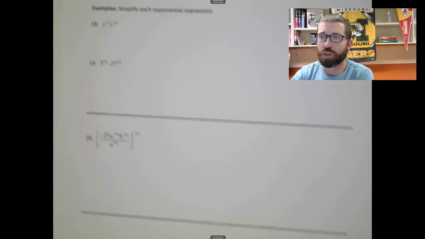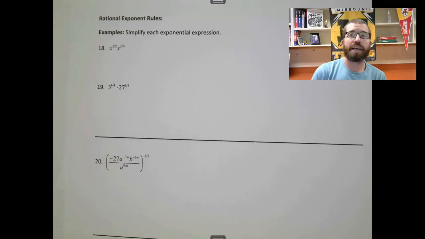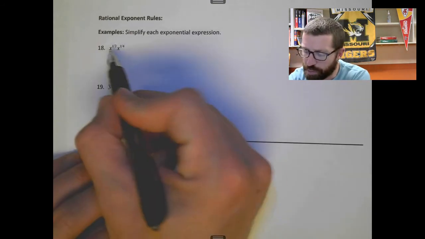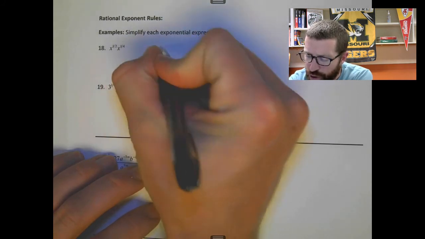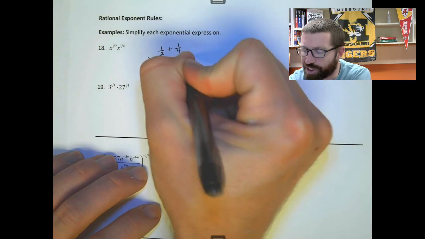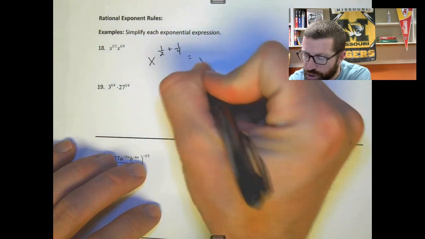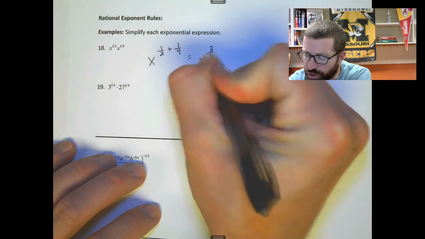Let's look at a few more for simplifying. Your same exponent rules apply. And so like these have the same base, so you can just add 1/2 plus 1/4. You can find a common denominator, use a calculator, or it's 0.5 plus 0.25, which is x to the 3/4.